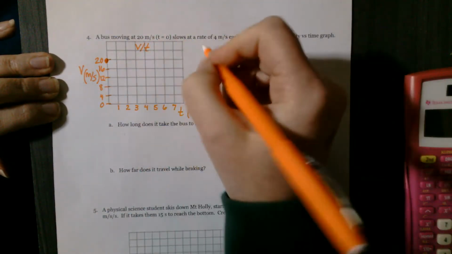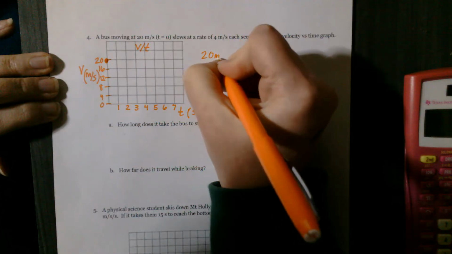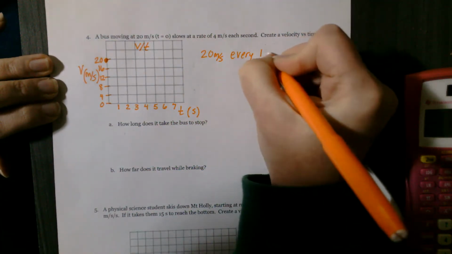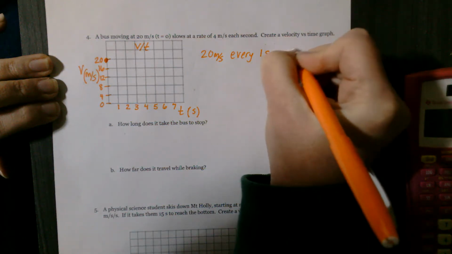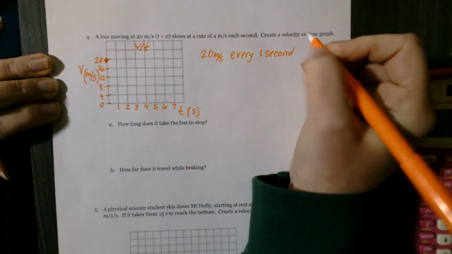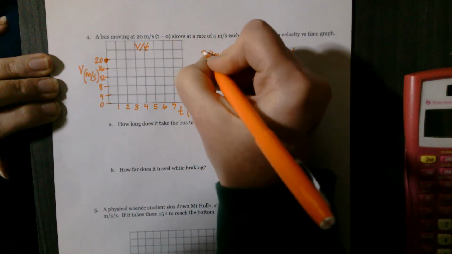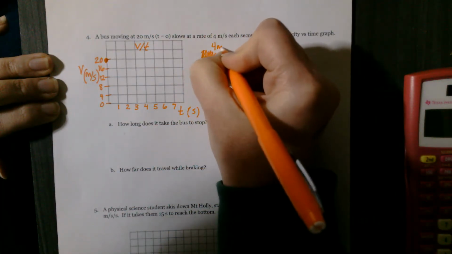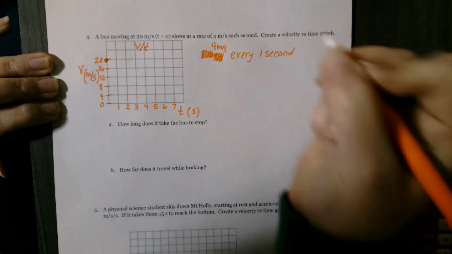So if it's 20 meters per second every second, I'm sorry, 4 meters per second every second. I lied to you guys. This is 4 meters per second every second.